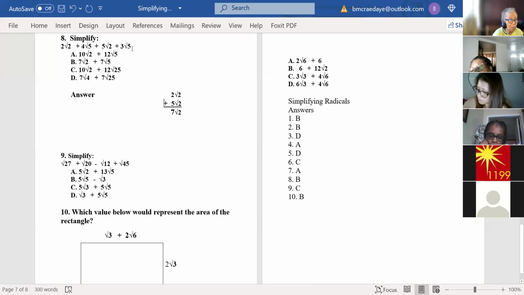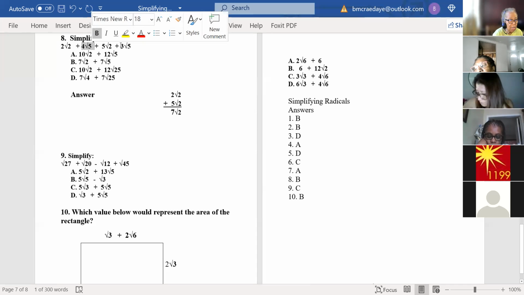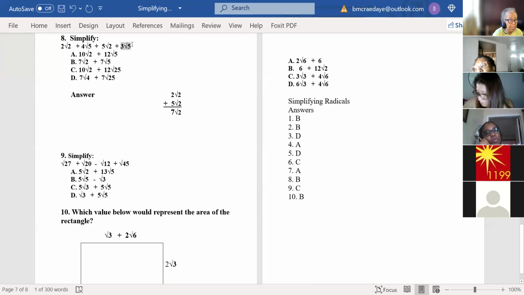You have 4 times the square root of 5 right here. Add that to 3 times the square root of 5. What does that give you, Alva? 25? No.